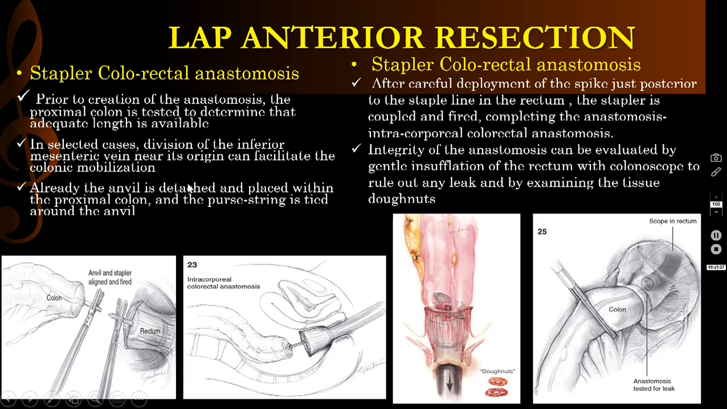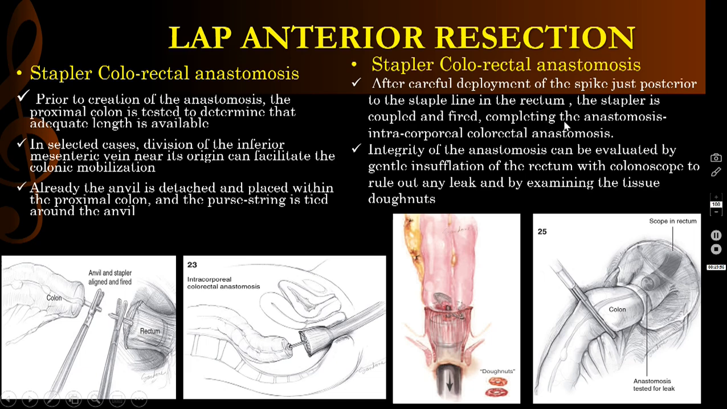Already the anvil is detached and placed within the proximal colon extracorporeally, and a pursestring suture is also applied. After, this is what you are seeing here, careful deployment of the spike just posterior to the staple line, that is what you are seeing. This is the spike of the stapler. Posterior to the staple line, you have to pierce it.